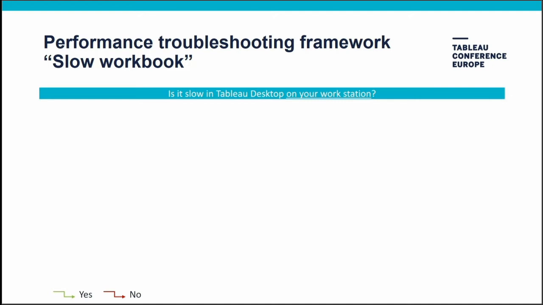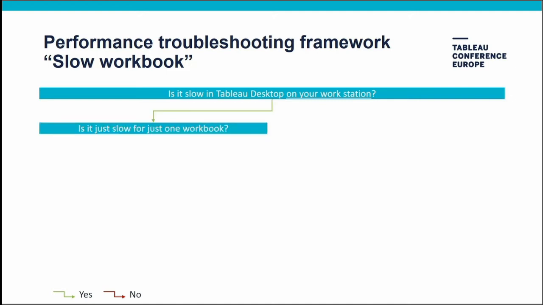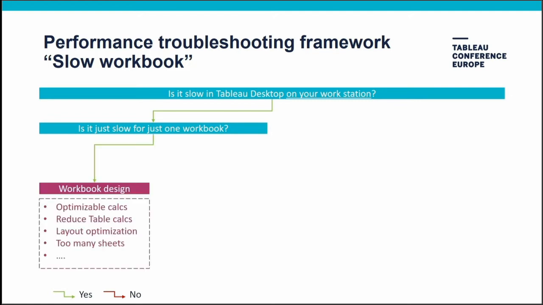And basically this framework is just to simplify the troubleshooting a little bit. So the first thing we always check is whether the dashboard is slow on the desktop as well, or if it's related to only one single workbook. If it's one workbook, then you've got some of the points that we've highlighted here around the workbook design. So you will probably check the calculations, we reduce table calcs, and so on.